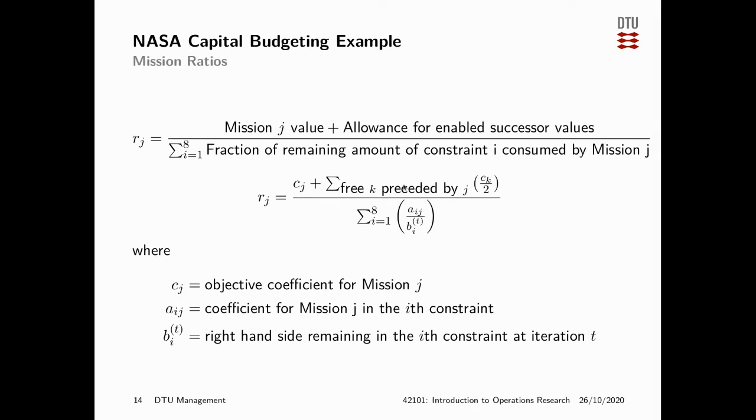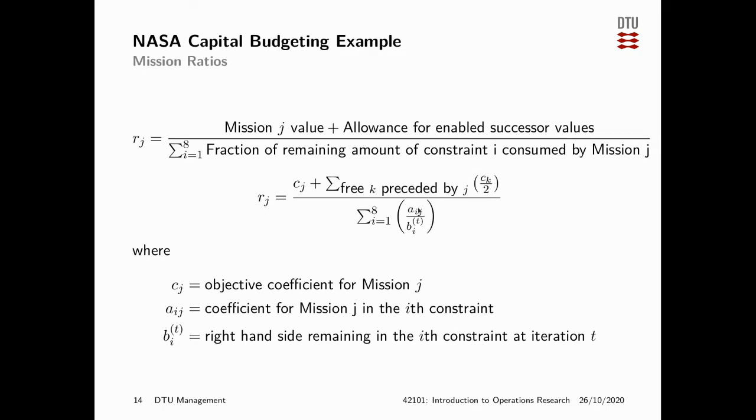Okay, here it's just stated a bit more mathematically. Cj here refers to the objective coefficient. The allowance we add is half the value of any mission that is enabled by mission J. Adding half the value of these missions that are enabled is an arbitrary choice. There's no golden rule for this. This is something that we think is intuitively a good idea, but we have just settled on this arbitrarily.